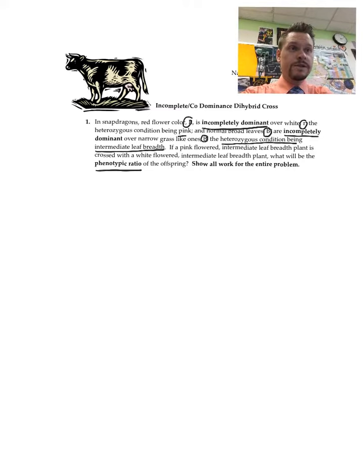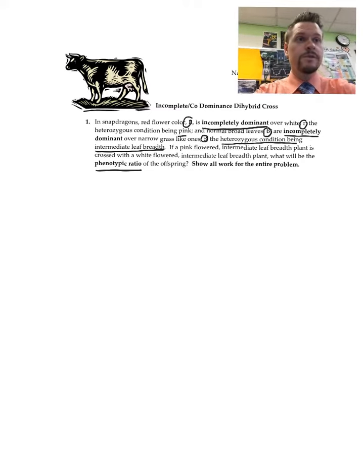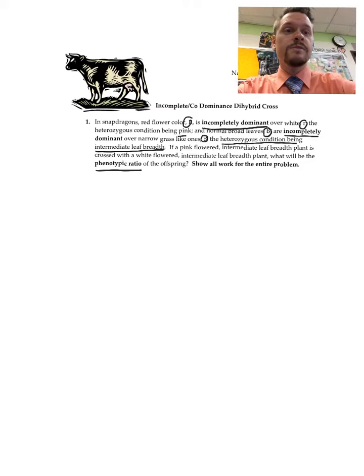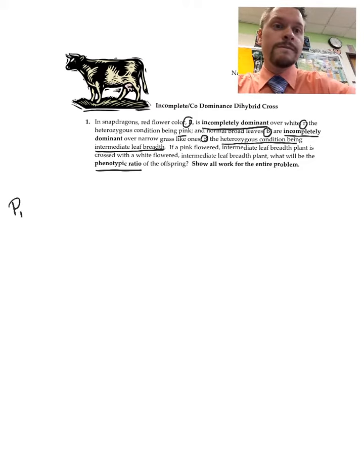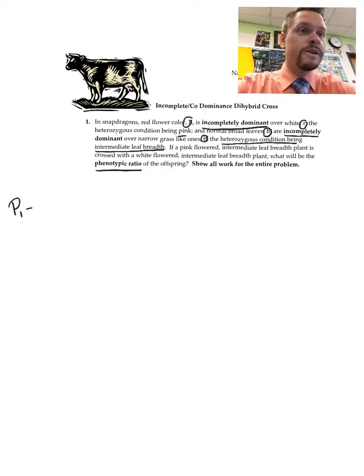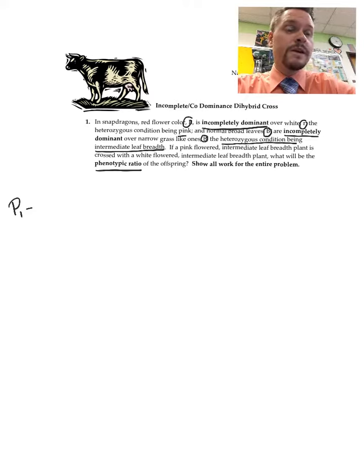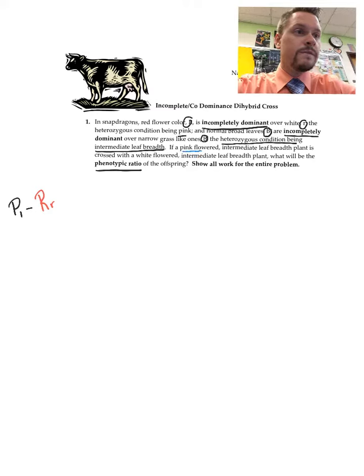So the very first part that you guys want to go through is identifying your different components. So you want to first identify what your parents are. So if we have P1, we know that our first flower is a pink intermediate, so pink we know is big R, little r. So I like to a lot of times do these in different colors. So our pink, big R, little r, is crossed with an intermediate leaf. So this is going to be our big B, little b.